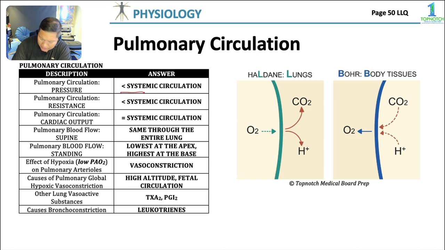Okay? So, in terms of your pulmonary circulation, when you compare it with the systemic circulation, the pressure is less than systemic, resistance is also less than systemic, but cardiac output is equal. Remember, cardiac output of the left heart is equal to the right heart.